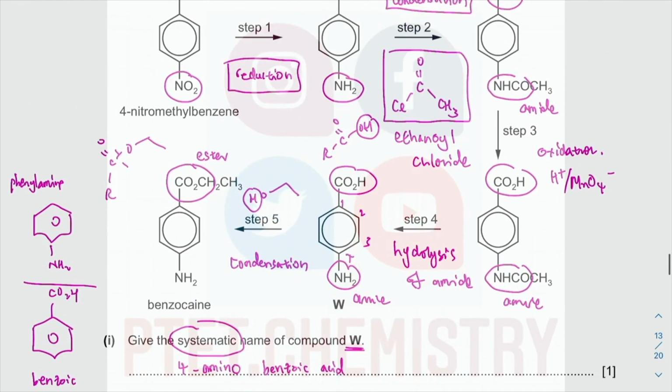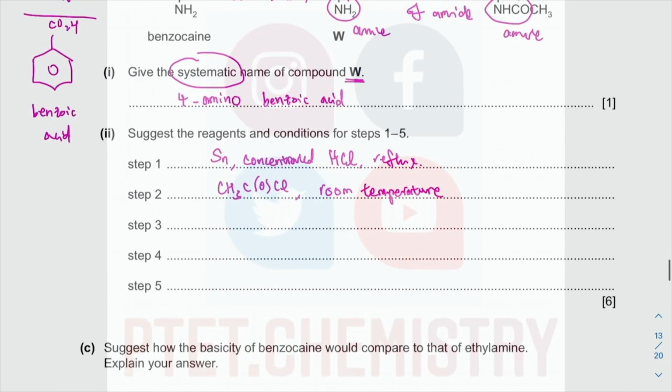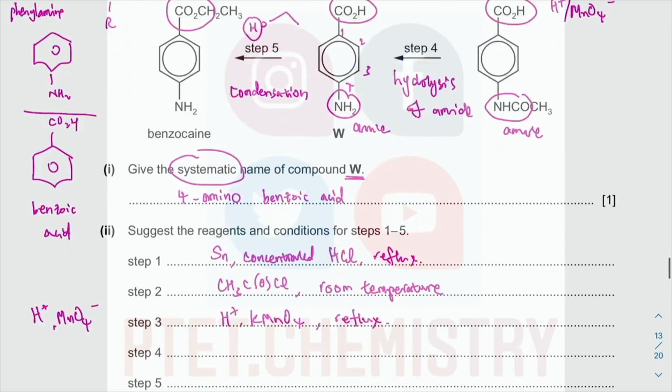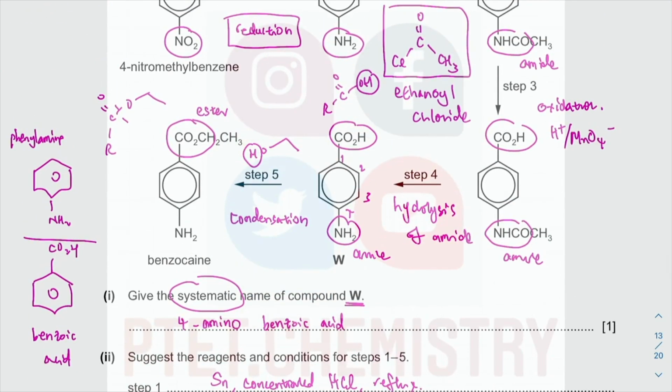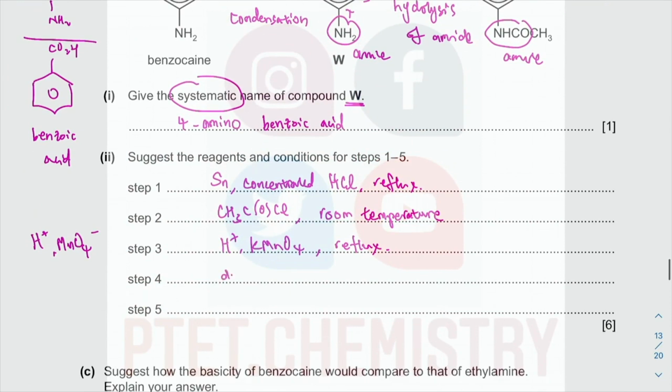All right. Step 3 is the oxidation. It's using the acidified KMnO4. You got to have the acidified, yeah. Of course, you can also use acidified MnO4 minus. All right, and you have to reflux it, otherwise it will not go. Step 4 is the hydrolysis of the amide. So we can use dilute HCl and reflux. Okay.